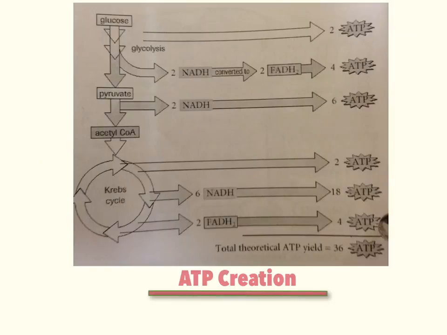The net amount of ATP created throughout cellular respiration is shown. Altogether, 6 ATP are created through glycolysis, 4 of which are created by 2 FADH. Pyruvate oxidation creates 6 ATP through 2 NADH molecules. The Krebs cycle creates 18 ATP by the 6 NADH, and the 2 FADH2 create 4 ATP, resulting in a theoretical total of 36 ATP.